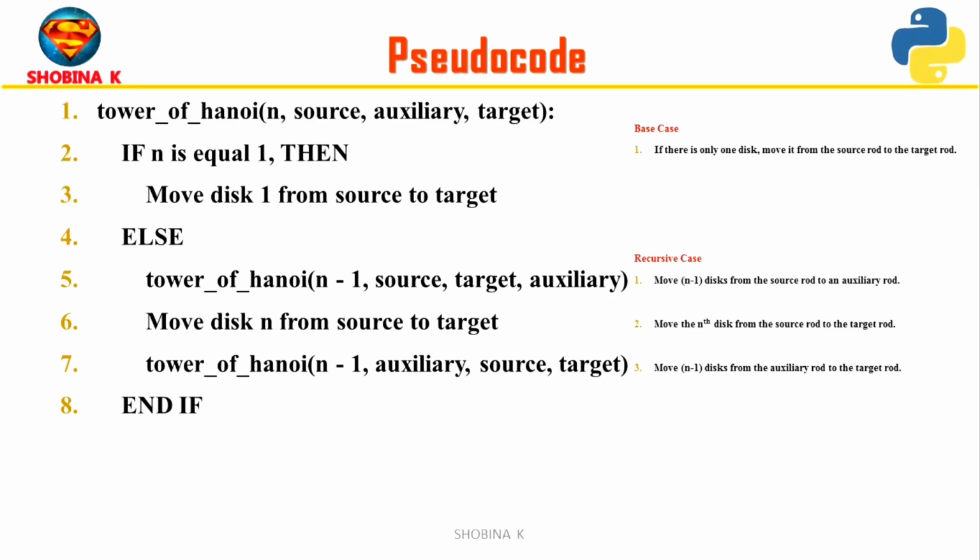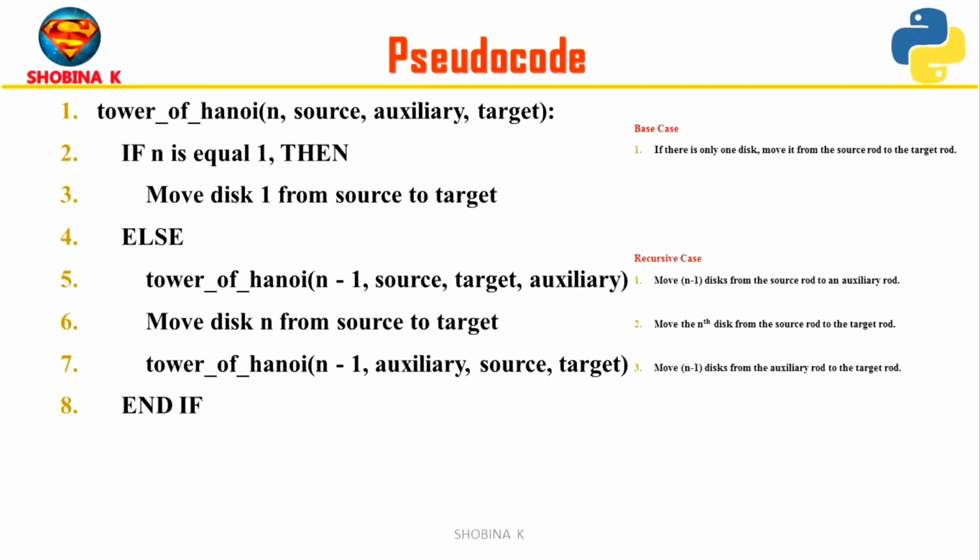The else part is for the cases where there is more than one disk. Line 5 is the recursive call, which will move the n-1 disk from the source peg to auxiliary peg. This step is similar to step 1 in Tower of Hanoi algorithm. Line 6 represents moving the largest disk from the source peg to the target peg. And this step is equivalent to step 2 in the Tower of Hanoi algorithm.